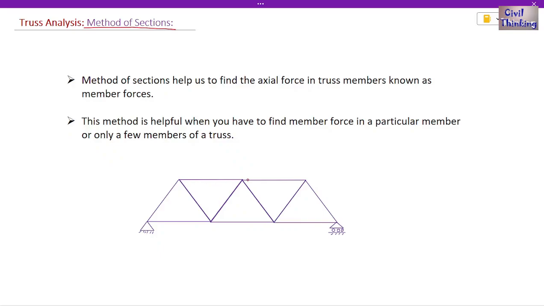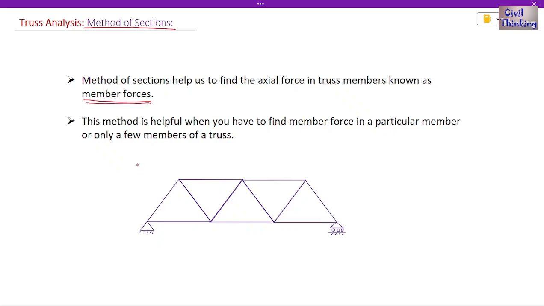These are the members, all these lines are the members of this truss, and when we have to find the force, these members have axial forces, only axial forces in them. So we have to find these axial forces when the truss is subjected to an external loading at the joints. Because these forces are in these members, they are called member forces, and with the help of method of sections we can find these member forces.